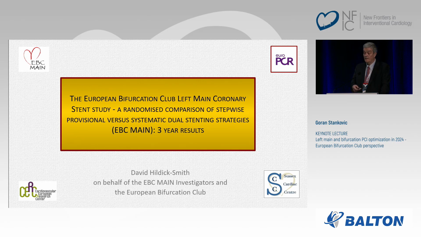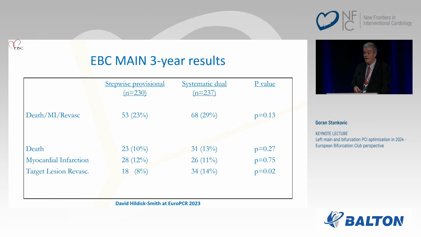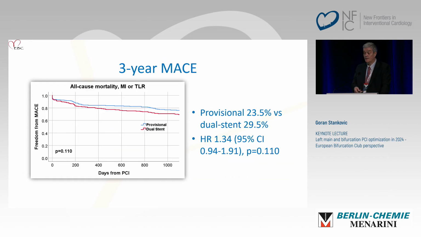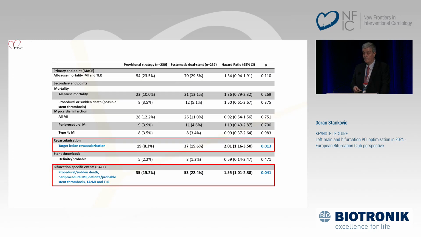David Hildick-Smith at EuroPCR presented 3-year results of the EBC MAIN. You may see that at 3 years of follow-up there is still no difference in cumulative death, MI, revascularization, no difference in mortality or MI, but there is now a statistically significantly lower rate of repeat revascularization with provisional compared to two-stent strategy. And if you see the Kaplan-Meier curves, you see divergence of curves. So by 5 years of follow-up, we don't expect the two-stent strategy will convert to better outcome than the provisional.